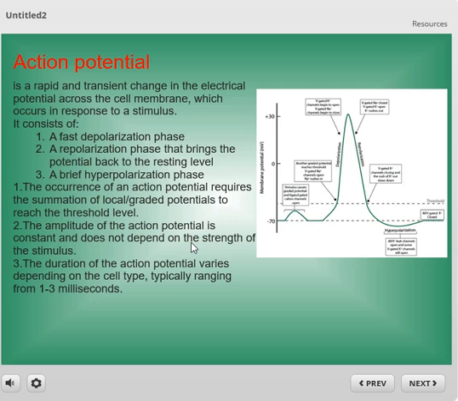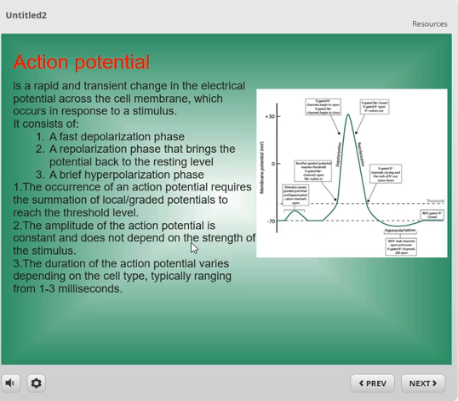Another type of membrane potential is the action potential. Action potential is a rapid and transient change in the electrical potential across the cell membrane, which occurs in response to a stimulus. As you see, this action potential has some phases. The first phase is named the fast depolarization phase, and then a repolarization phase that brings the potential back to the resting level, and a brief hyperpolarization phase.